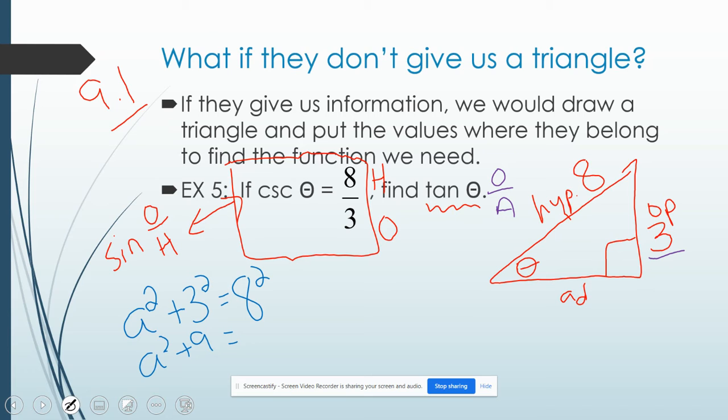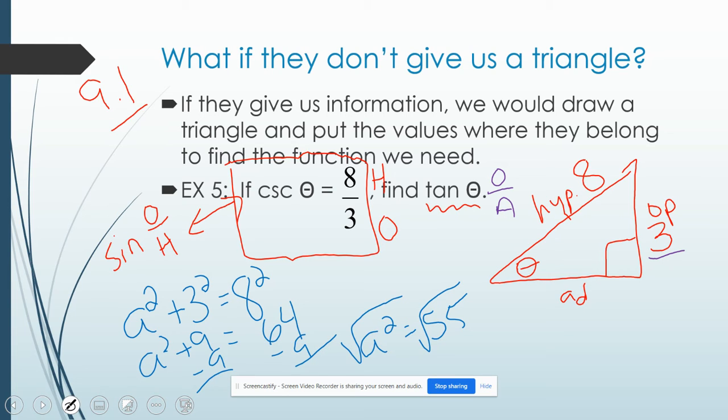3 squared is 9. 8 squared is 64. So we'll subtract the 9. We have a squared is 55. And take the square root.